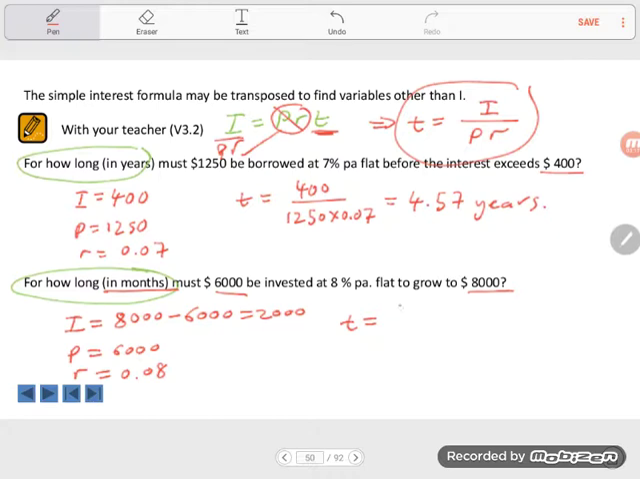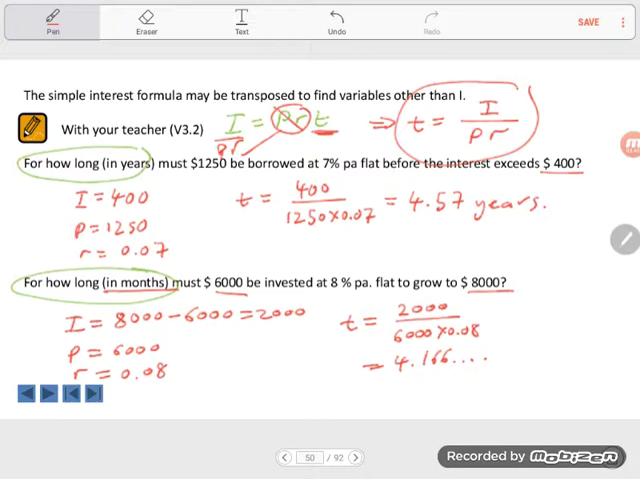Time equals 2,000 over 6,000 times 0.08. So try that on the calculator. I'll just type it in now. Okay, we're getting 4.16 recurring. Okay, now that's in years.